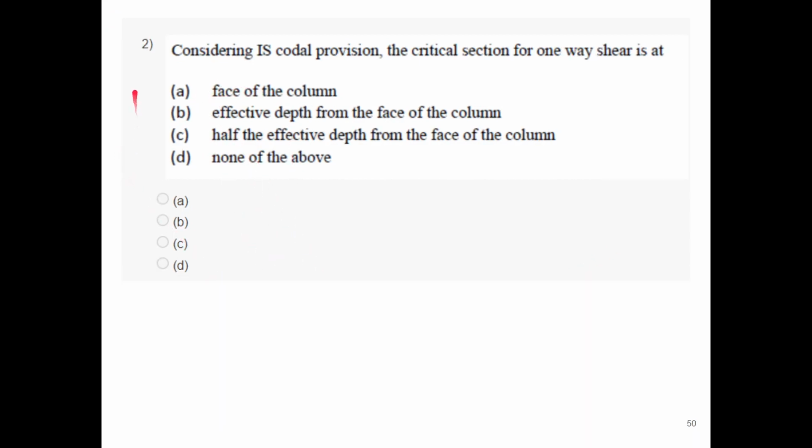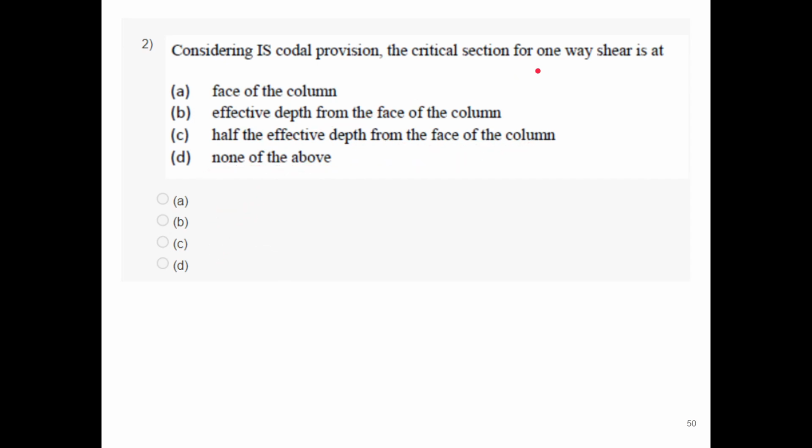Okay. Second question, considering IS codal provision, the critical section for one-way shear is at A, face of the column, B, effective depth from the face of the column, C, half the effective depth from the face of the column, or D, none of the above. A, B, C, or D.